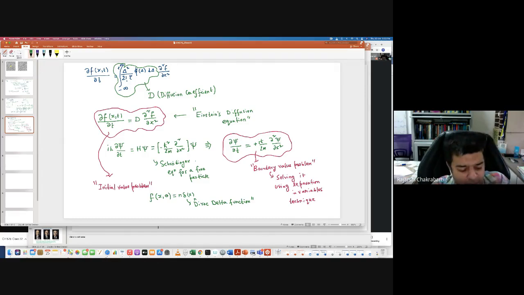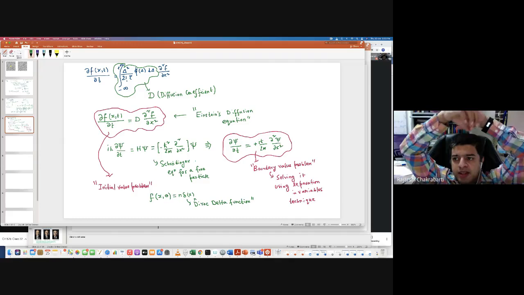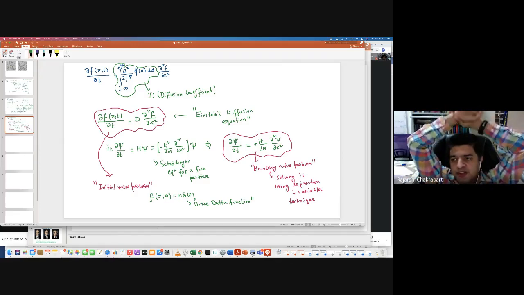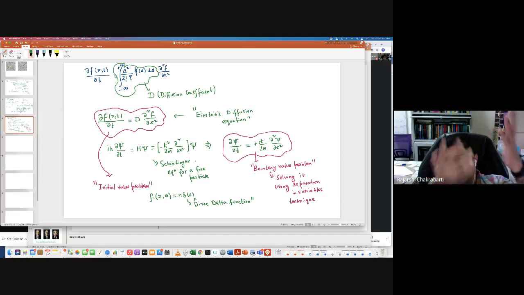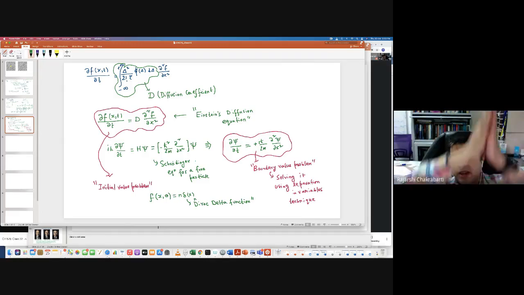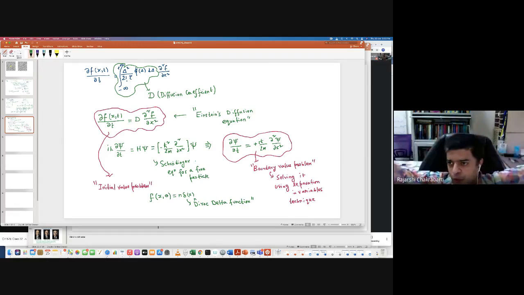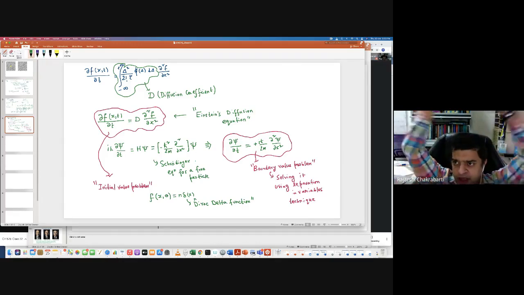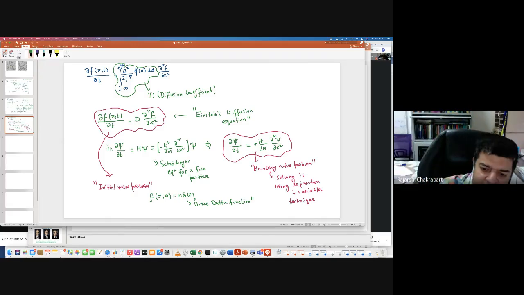Why the Dirac delta function? Because at time 0, if you put a drop of ink in water, it is concentrated at that position, isn't it? So you have a distribution which is very sharp at x0. That is where I put my drop of ink. A very sharp, very high peak at that position, and no probability if I go away from that position. So mathematically, it should be a Dirac delta function like this.